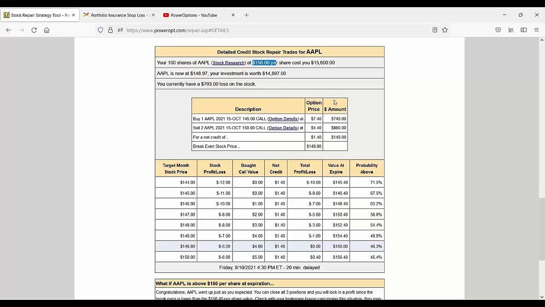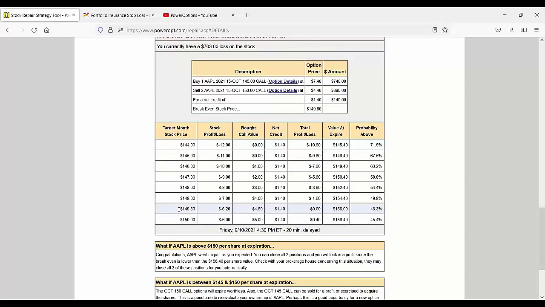Well, wouldn't that put my cost basis at 154.60? The 1.40 minus the 156. How am I at break even at 149.80? Well, at 149.80, I've got a $6.20 loss on the stock from my purchase price of 156.